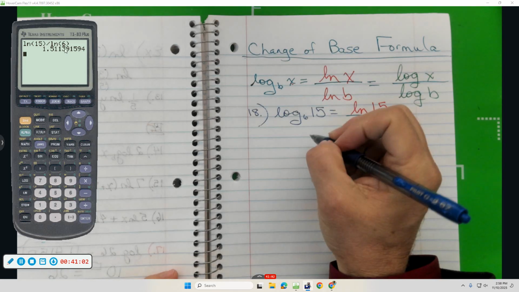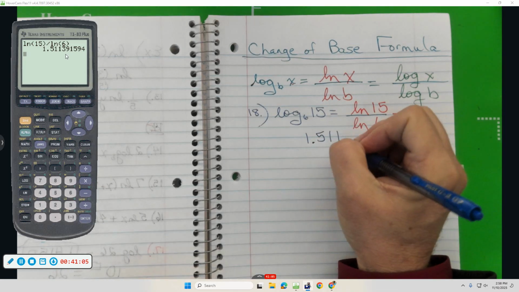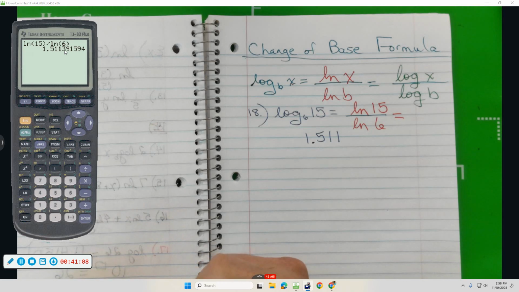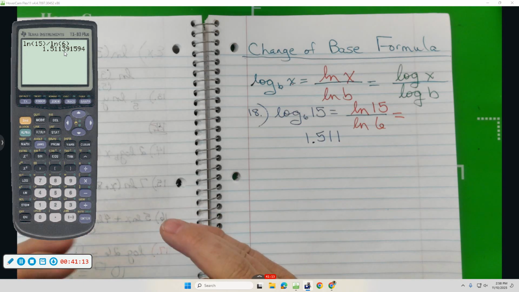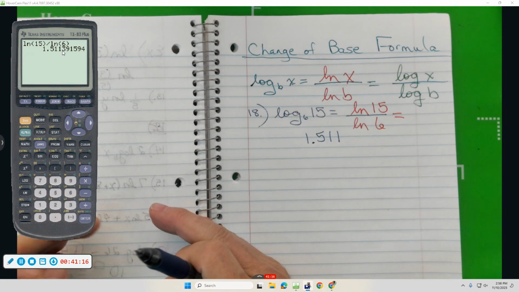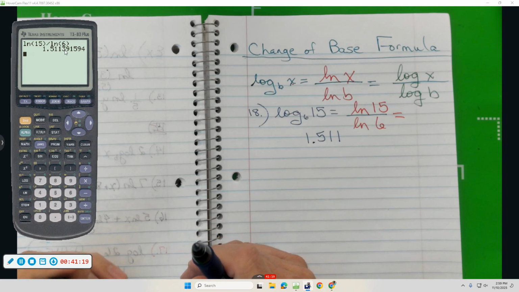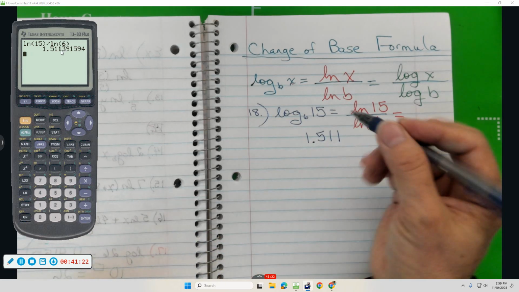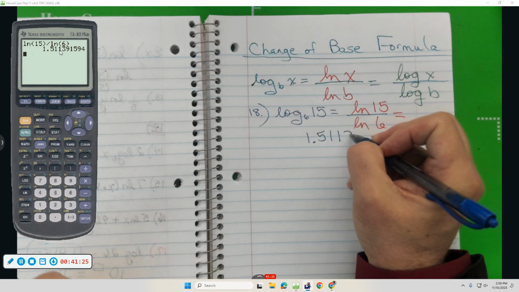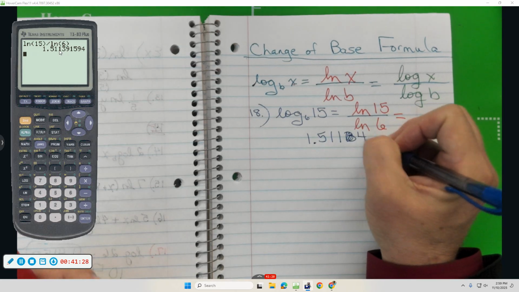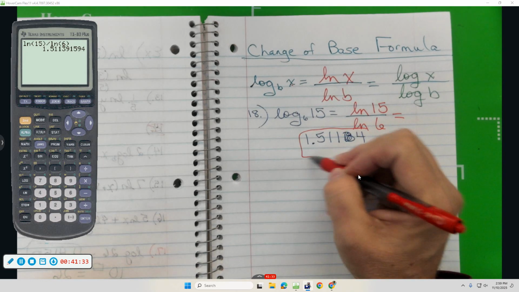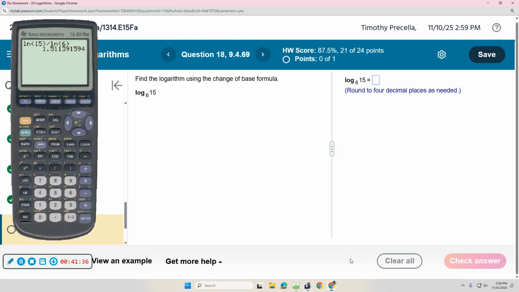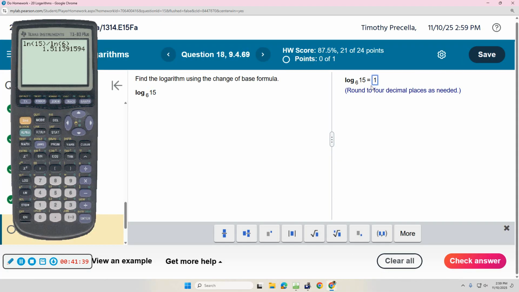1.51139. So 1.511. Is that 3 going to stay a 3 or is it going up to a 4? It's going to go up to a 4. We're using the traditional rules of rounding. If the following digit is a 5 or higher, you boost up. If it's lower, you truncate the rest of those. Oh, wait, that's a 4. 1.5114.